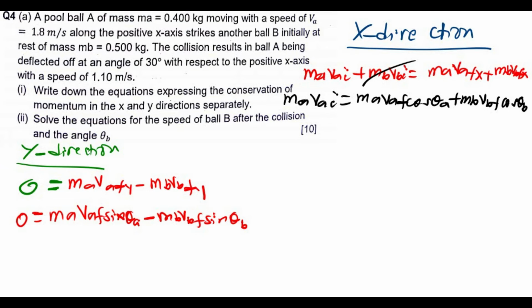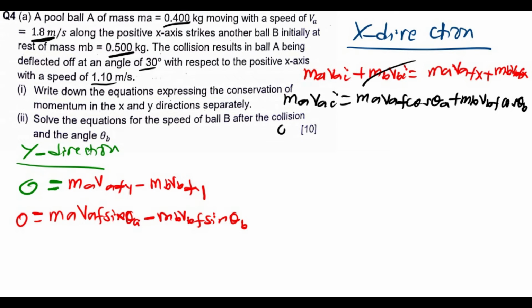Then the next question is saying solve the equation for the speed of ball B after collision and the angle theta B. We can see the data which have been given: the mass MA, the initial velocity of VA, the mass MB, the angle theta A, and the final velocity VA. We want to find the angle theta B and also the velocity VB. So let's go ahead and see what's going to happen. We start with the first one here. Let's plug in the values.